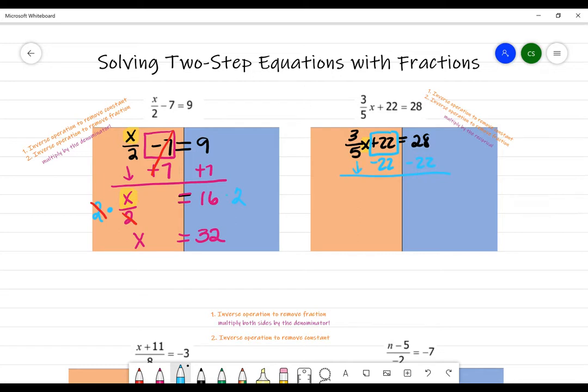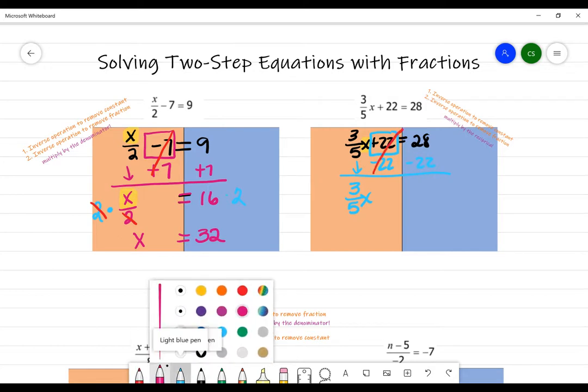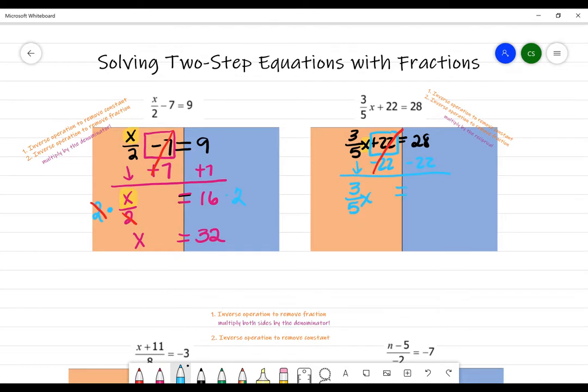I didn't do anything to 3/5. Positive 22 and a negative 22 are opposites, so they cancel out. And 28 minus 22 is 6. Now, 3/5 is a fraction. So how do I get rid of a fraction? Back in middle school, we learned to take the reciprocal. The reciprocal of 3/5 is 5/3. If I multiply one side by 5/3, I have to multiply the other side as well. Well, cross multiplying, those cancel.